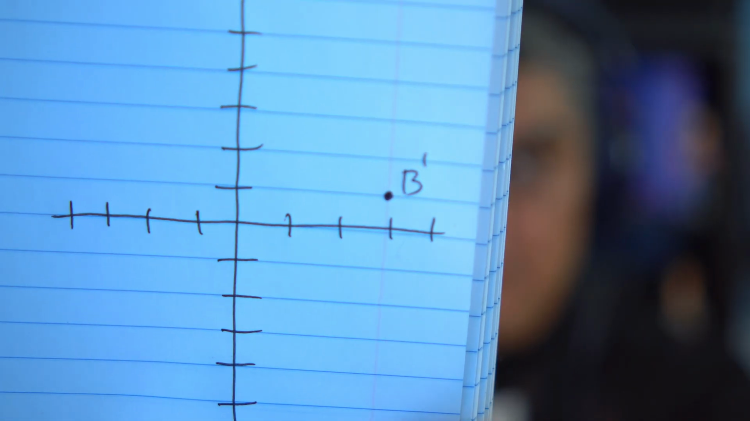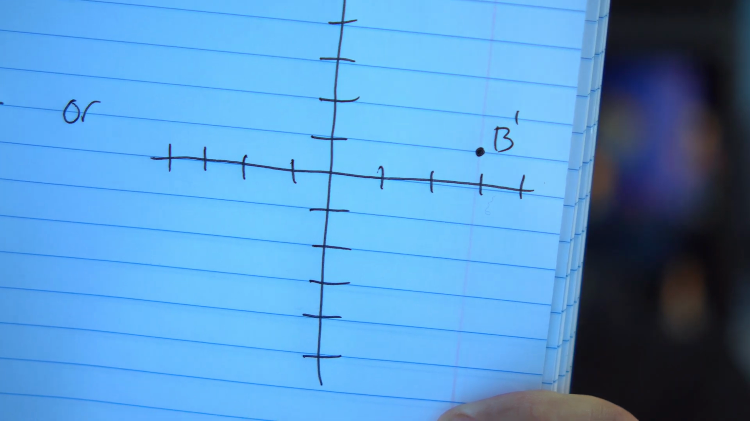Kind of like this. That's B prime, right? Kind of like that. Oh, 3, 1, something like that.